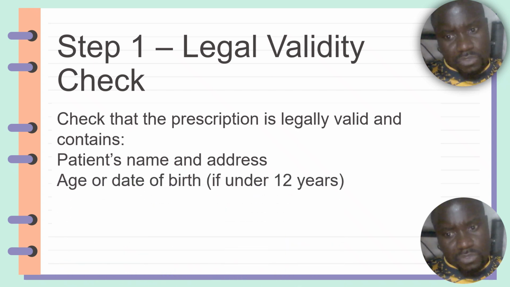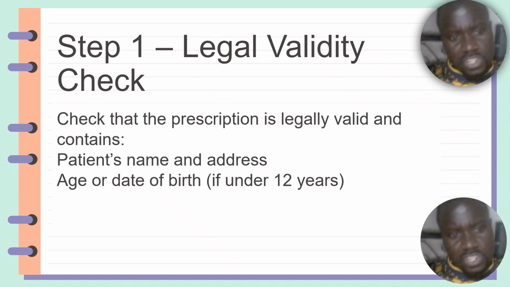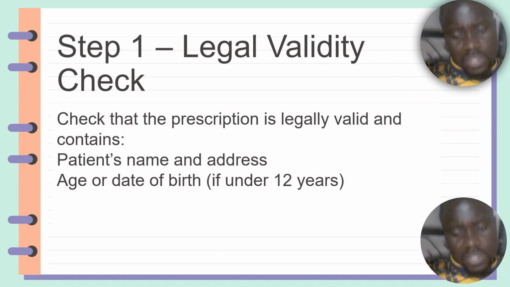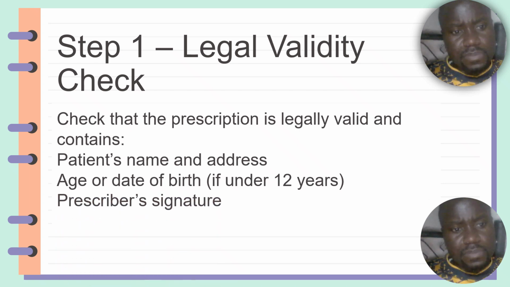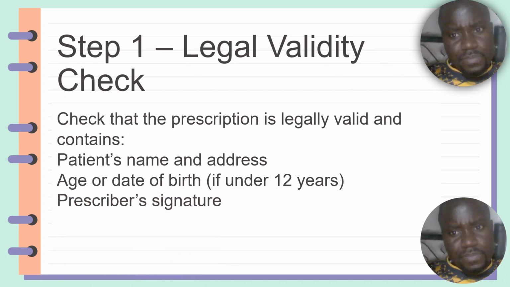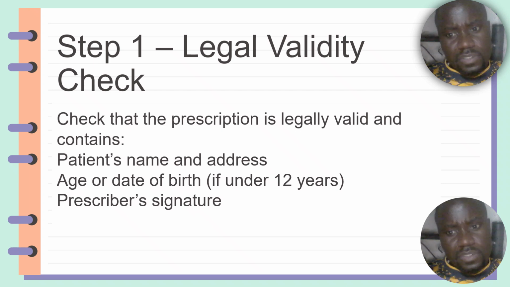The age is also very important because age is one of the factors that affect responsiveness or response to medication. So it is important that age is included because it can inform the decisions you make as you validate the doses. But also for the patient who is younger than 12, it is a legal provision that the actual date of birth is given. The prescriber's signature and name is very important.